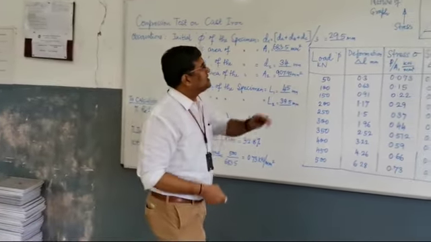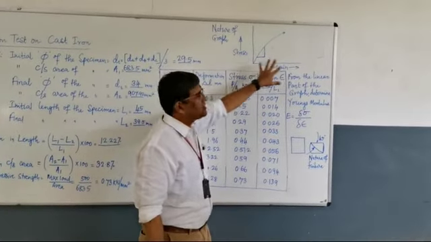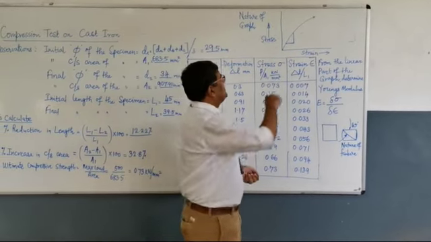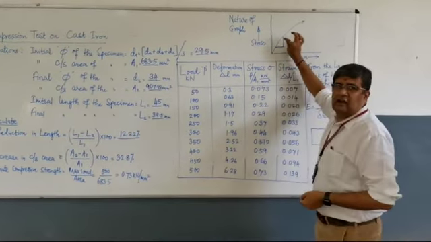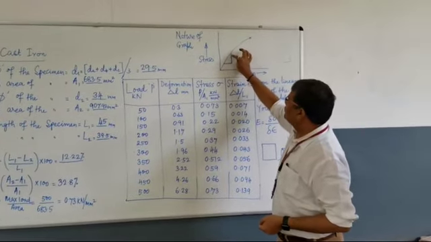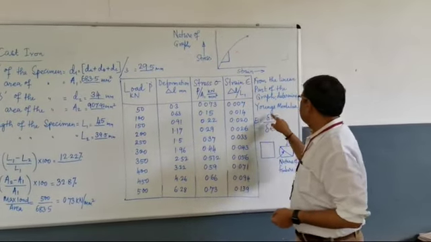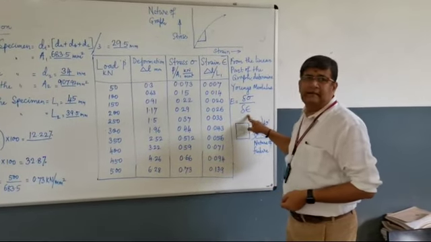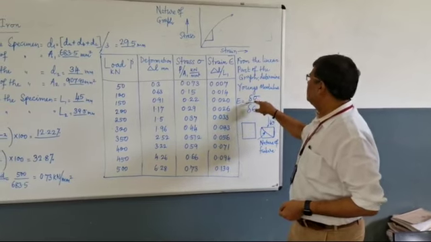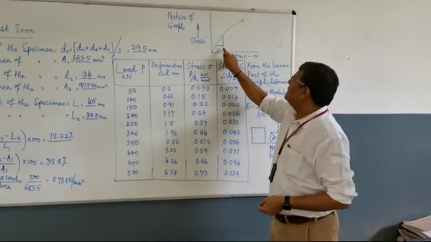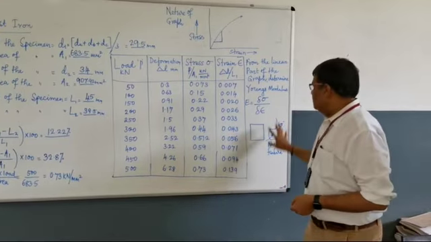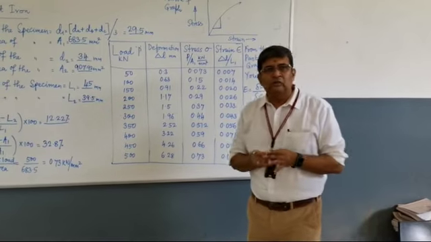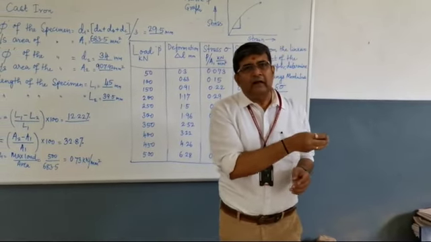Then this represents the nature of the graph when you plot stress versus strain using these values. There will be a linear portion in this graph. In that linear portion, you can draw the coordinates and find the Young's modulus as delta sigma by delta epsilon. That is, it will be y2 minus y1 divided by x2 minus x1. So these are the calculations which you are going to write in the journals.